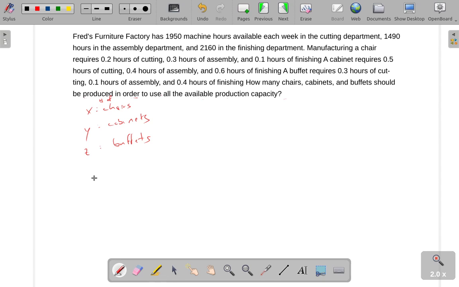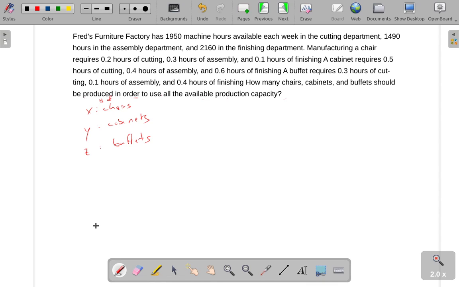So these are the numbers we're looking for, and they definitely relate to the total amount of time that will be used in the cutting department. We're going to use some amount of time on the chairs, some amount of time on each of these. So these will make good variables here.